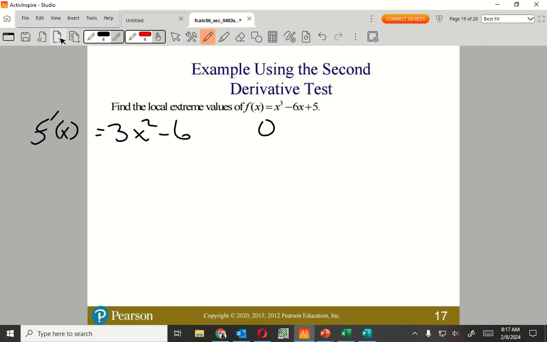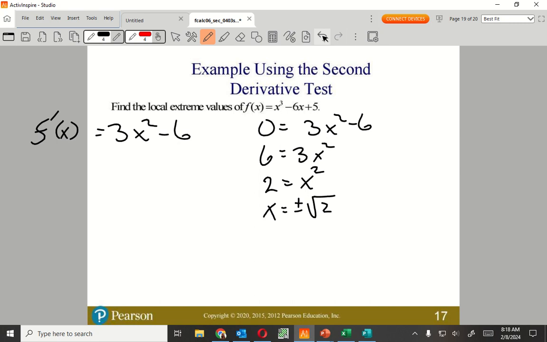So I get 0 equals 3x squared minus 6. Add 6 to both sides, I get 6 equals 3x squared. Divide by 3, 2 equals x squared. Square root both sides, x equals plus or minus radical 2. So there is where my first derivative is equal to 0.